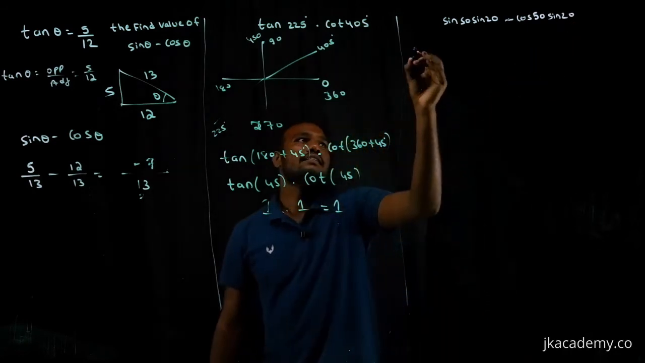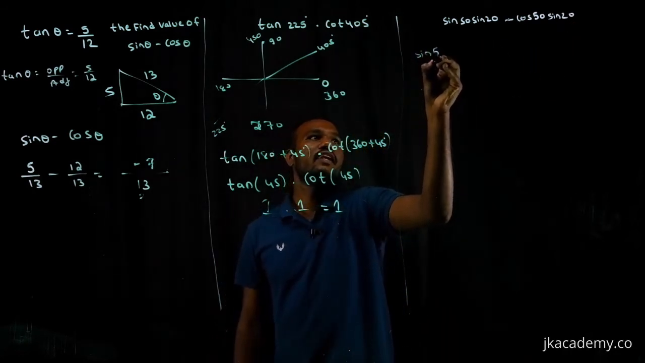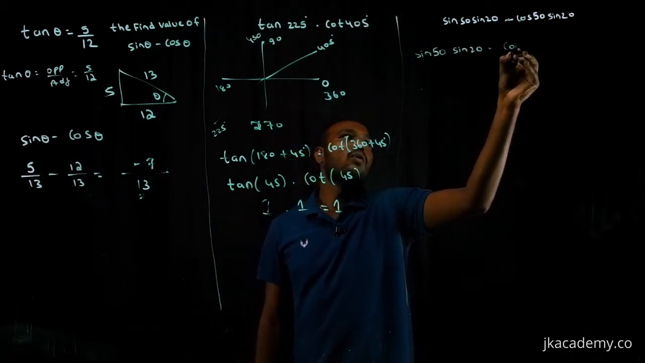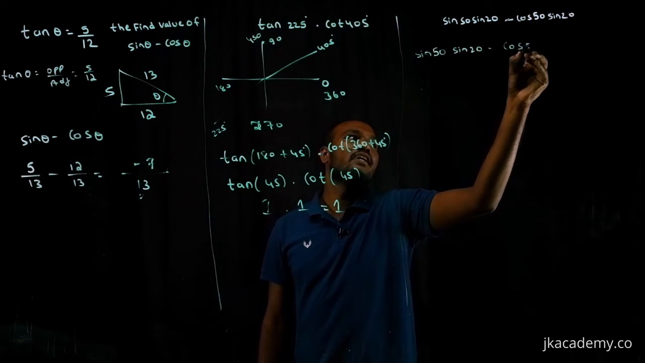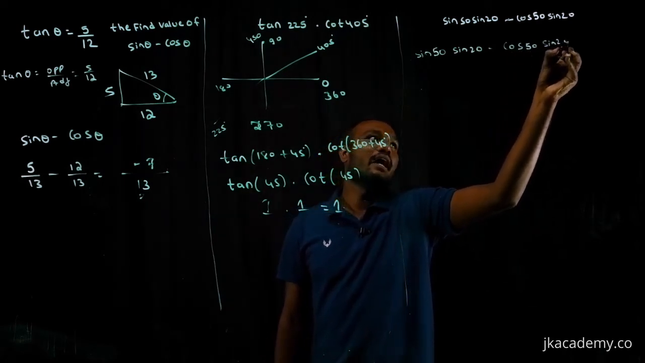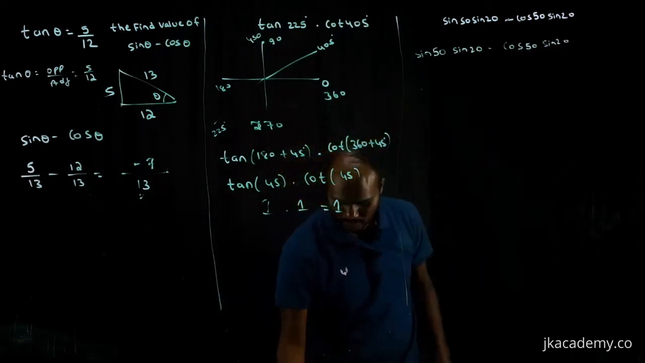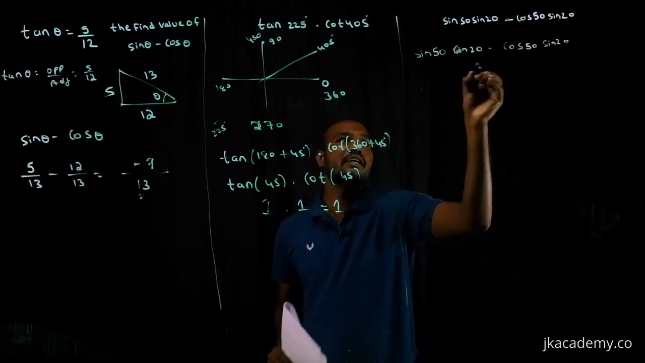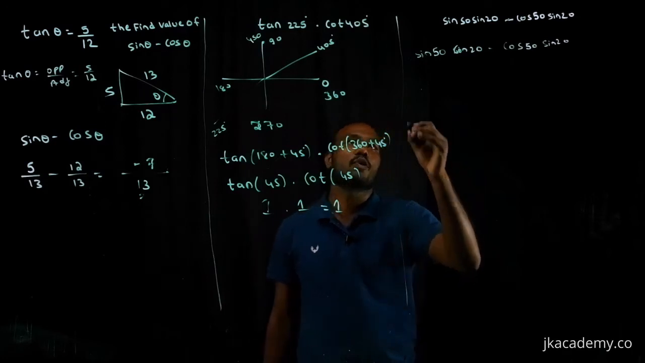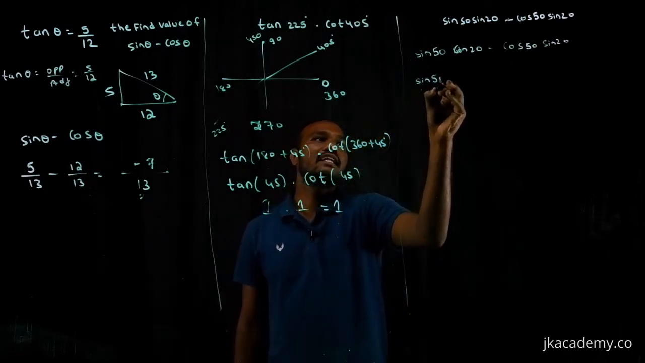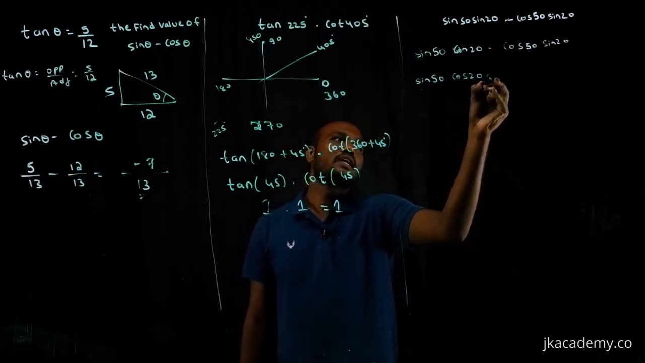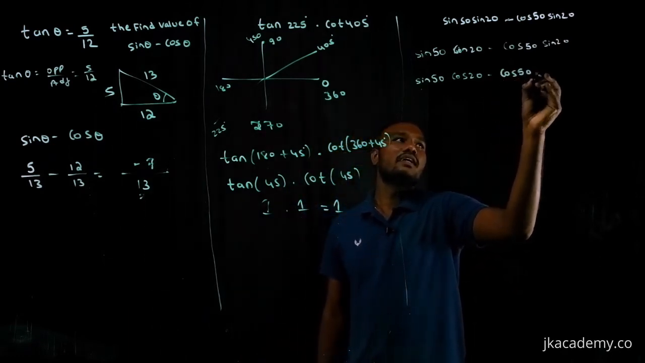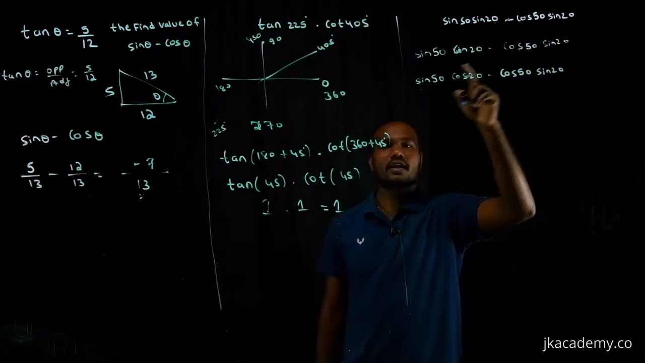Okay, I read it wrong. Just write it again. Sine 50 degree sine 20 degree minus cos 50 degree sine 20 degree. I think the question is a little jumbled. Let me correct it. This is cos 20 degree. Okay, let's rewrite the question properly. The question is given as sin 50 cos 20 degree minus cos 50 degree sin 20 degree. This is the correct question.